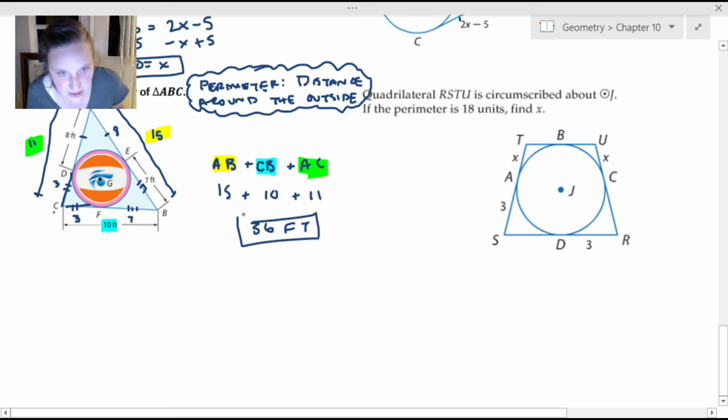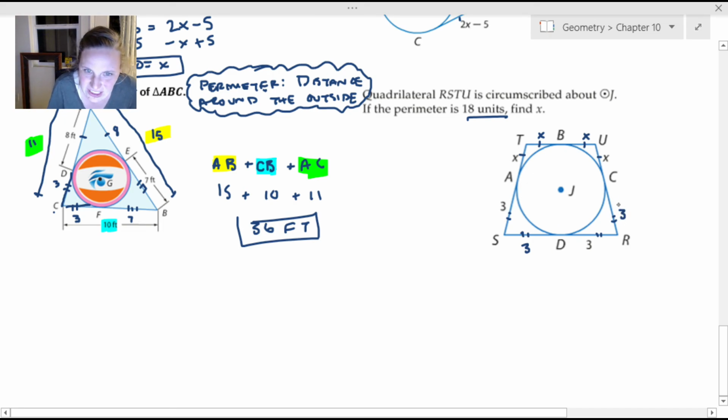All right, this one is reversed. It says find x. It tells us the perimeter is 18, and we just need to solve. So this segment and this segment are going to be the same. If this is x, this is also x. And same thing down here. I see a bunch of ice cream cones. If this is 3, then this one's also 3. So you can only say that the ice cream cones are congruent. You can't say that these two segments are congruent. You couldn't say that x is equal to 3.